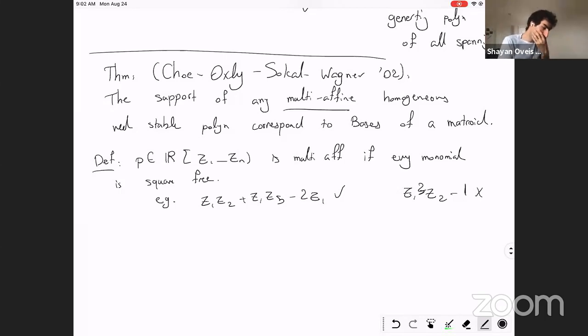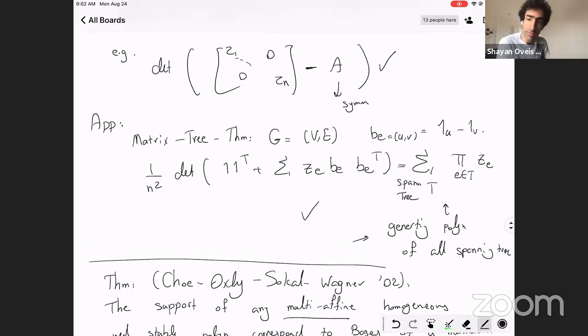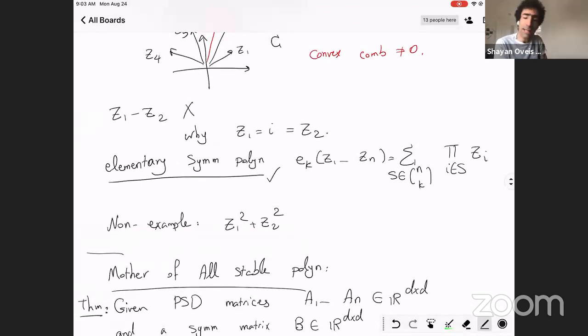Now, what does this theorem say? It says that if you have a multi-affine homogeneous real stable polynomial, then the support, meaning the monomials which have non-zero coefficient, corresponds to the bases of a matroid. Again, if you're not familiar with matroids, please take a look at the fourth background note I gave about matroids. One example you see immediately is the spanning tree polynomial, the generating polynomial of all spanning trees. The support is the set of spanning trees of a graph. This polynomial is multi-affine and homogeneous of degree n minus 1, and the support corresponds to the bases of a matroid. Another example is the elementary symmetric polynomial that we talked about. This is again multi-affine and homogeneous. Here the support corresponds to the bases of a uniform matroid of rank k. A uniform matroid is a matroid in which you have all possible sets of a certain size.